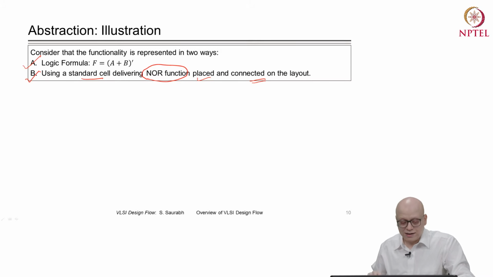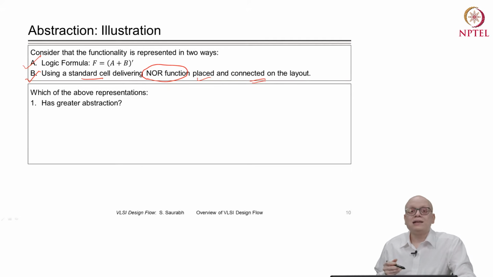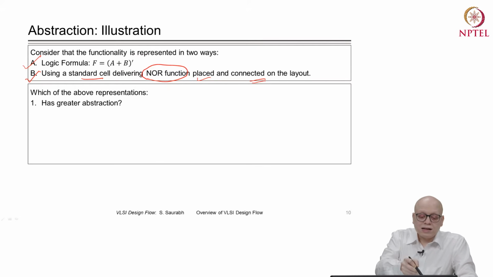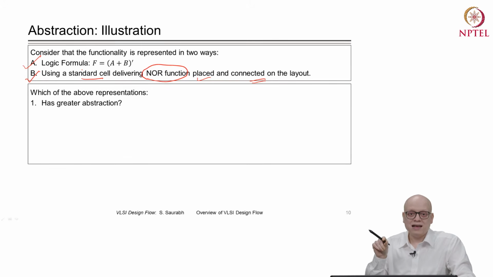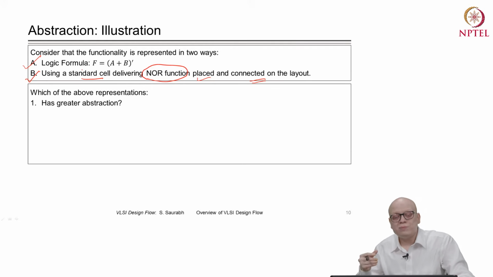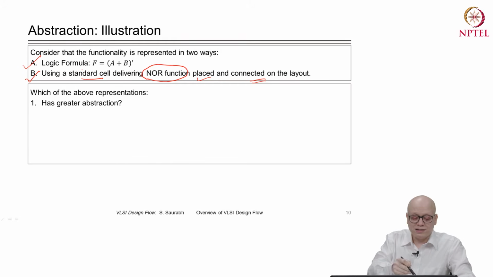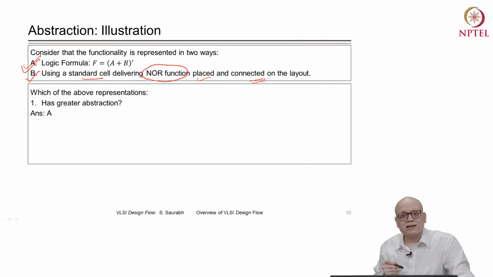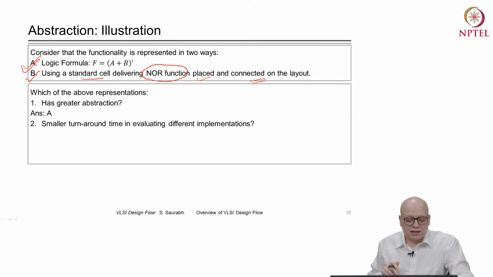Now let us understand which of the above representations has greater abstraction. Since in the logic formula there is less detail, it is only defining the functionality, right? And the details about how it is implemented in terms of layout and other things are missing. The level of abstraction is higher for the first representation, right? So in the first representation the abstraction is more, and a smaller turnaround time will be required in the first representation.